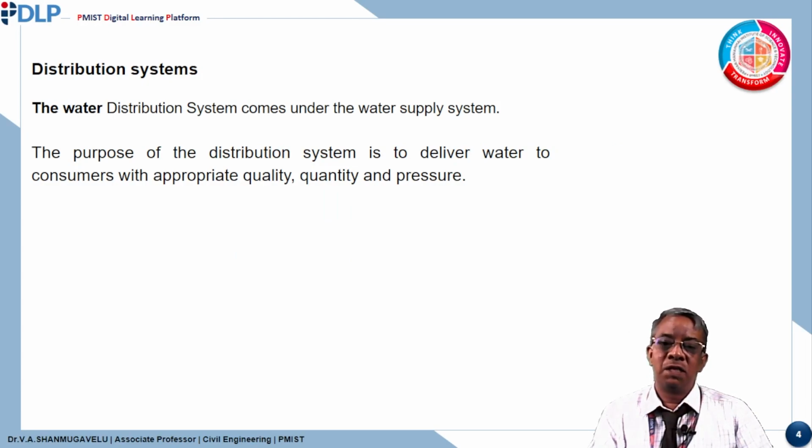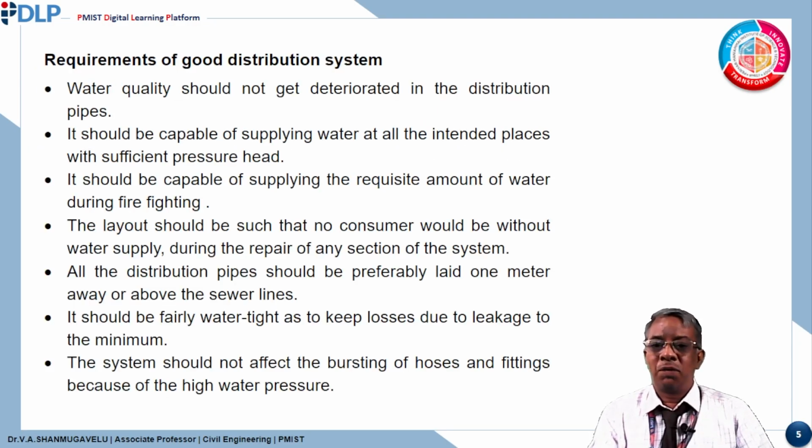The purpose of the distribution system is to deliver water to the consumer with appropriate quality, quantity and pressure. The requirements of a good distribution system: water quality should not deteriorate in the distribution pipes. It should be capable of supplying water at all the intended places with sufficient pressure head. It should be capable of supplying the required amount of water during firefighting.